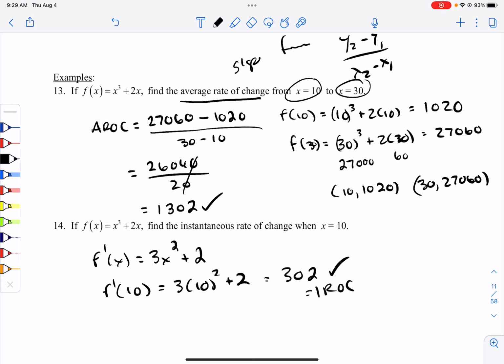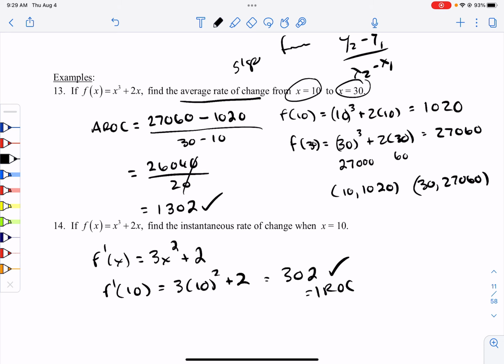So my instantaneous rate of change is 302. Maybe I should have used x equals 20 instead of x equals 10 to find the middle ground there. But when x equals 10, my rate of change is 302. By the time I get to 30, my average has been 1,302.